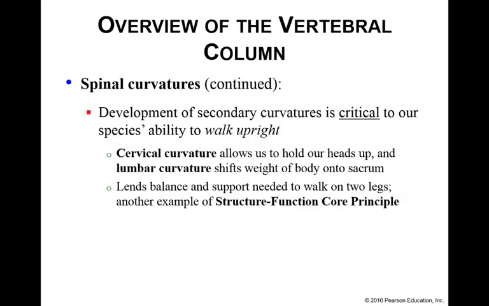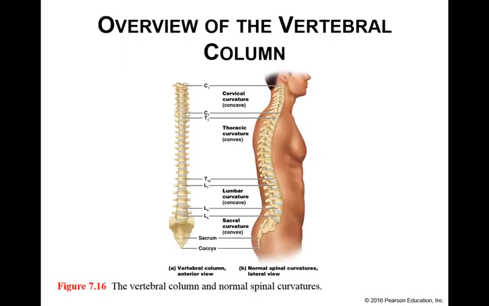The development of the secondary curvature is critical in order to be able to walk upright. The cervical, of course, allows you to hold your head up. The lumbar shifts your weight into the sacrum. It also lends balance and support that you need in order to be able to walk on 2 legs. That is another example of that structure-function core principle.